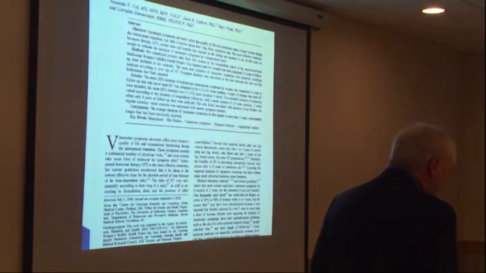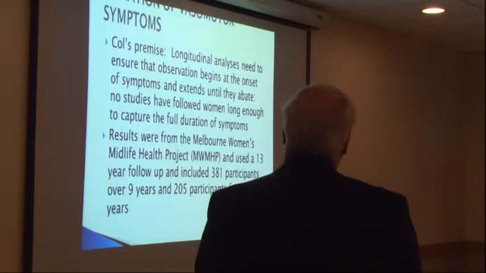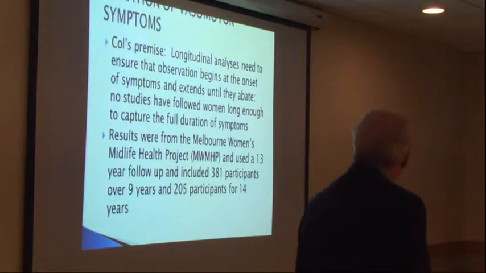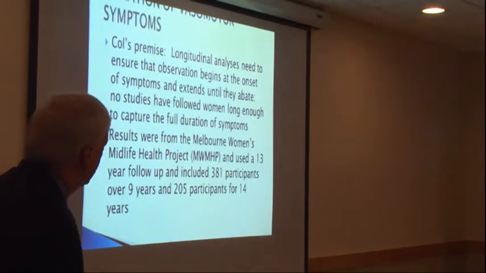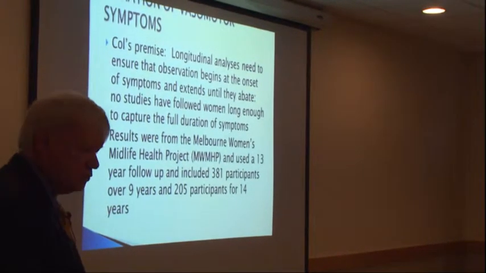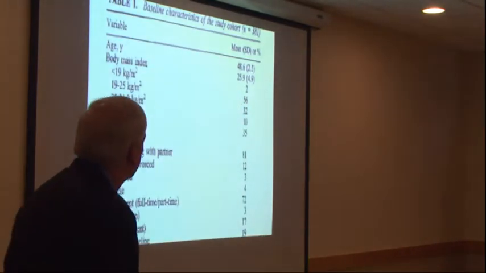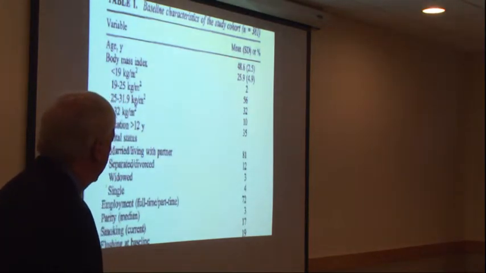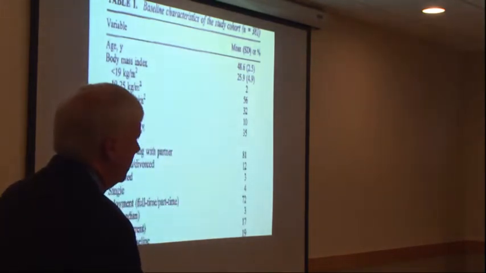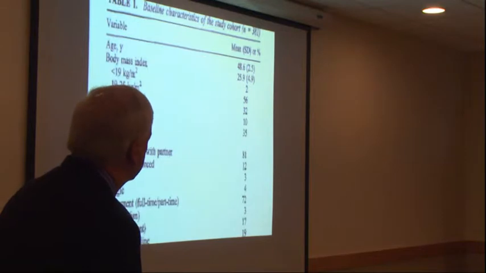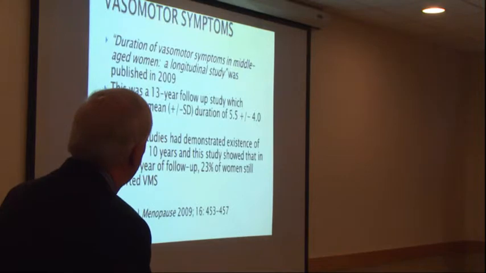Cole et al. decided they would look at a longitudinal study. They were going to look at the Melbourne Women's Midlife Health Project. This was a 13-year follow-up. This 13-year follow-up had 381 participants over 9 years, 205 over 14 years. This is their breakdown. Notice most were at 48.6 when they entered, about 2 to 3 years before. So this is a longitudinal study trying to capture those people before they start the final menstrual period so they can see when the hot flashes occur.